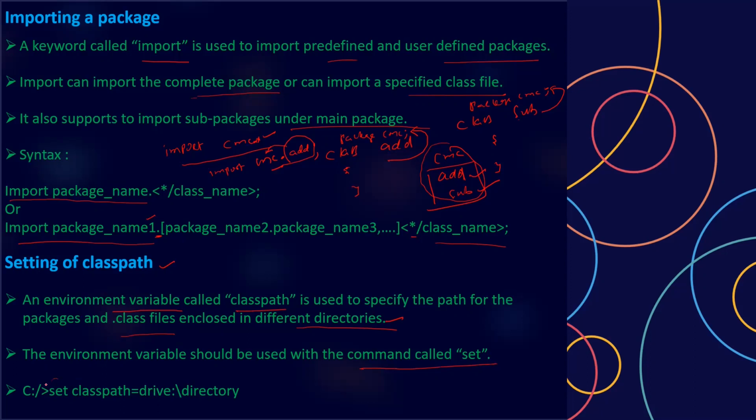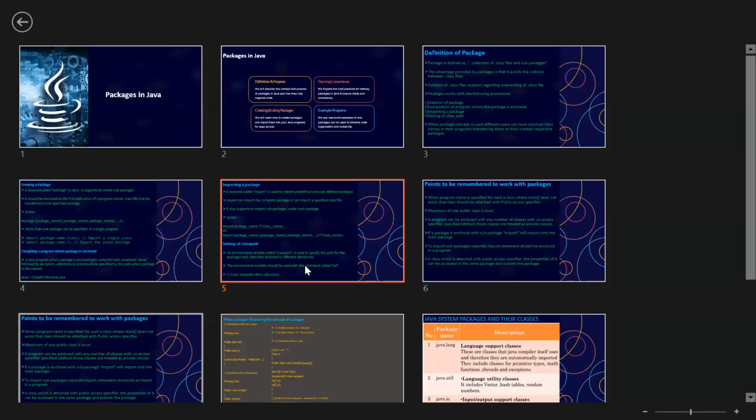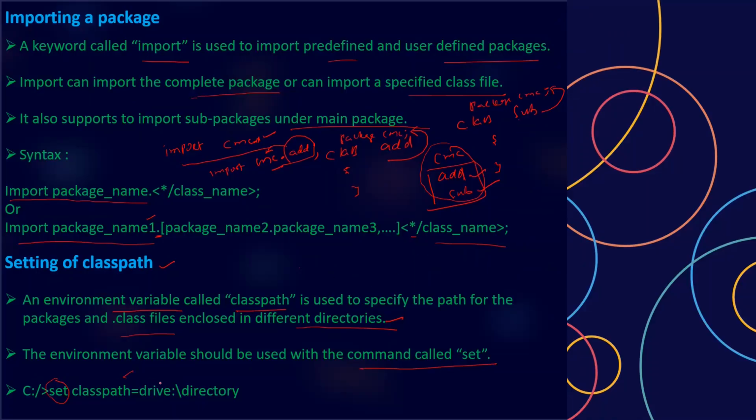So you're going to use this set. So C colon set, your classpath, followed by which drive it is in, followed by which directory it is in. Is that point clear? I'll show you with an example, but keep all of these in your mind.